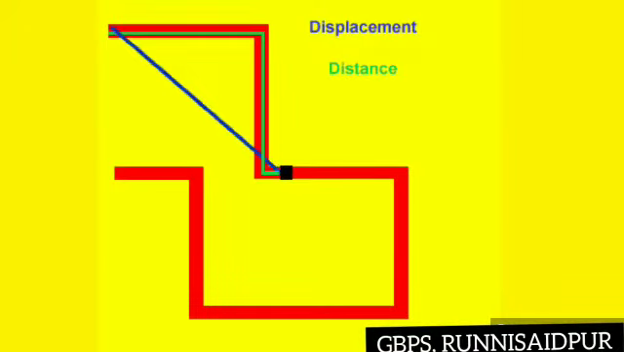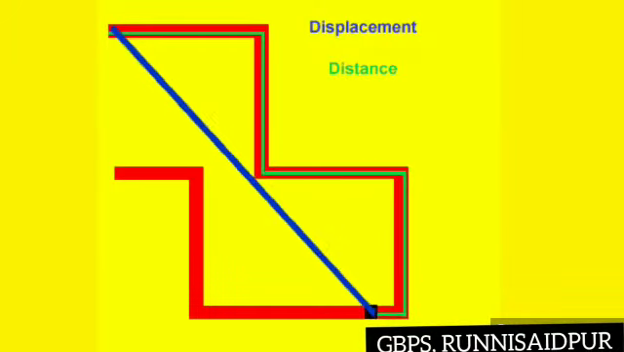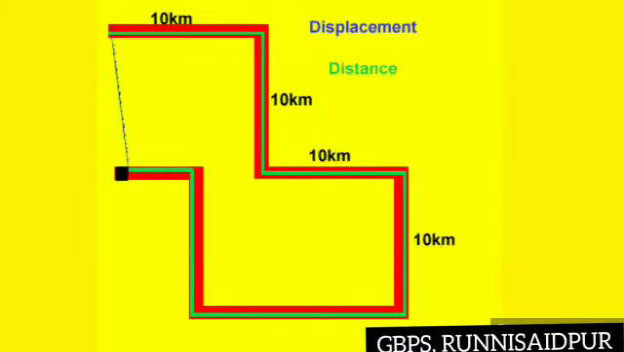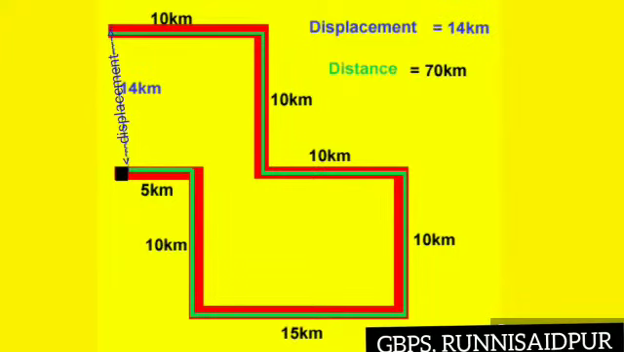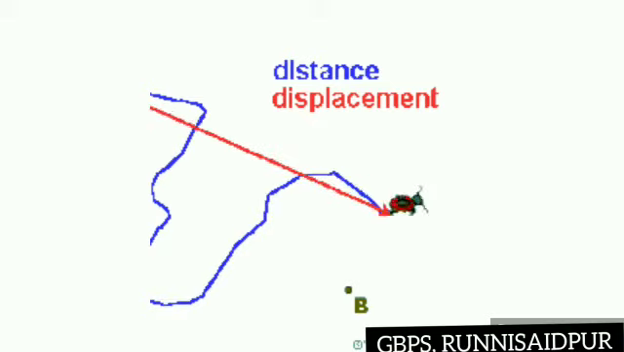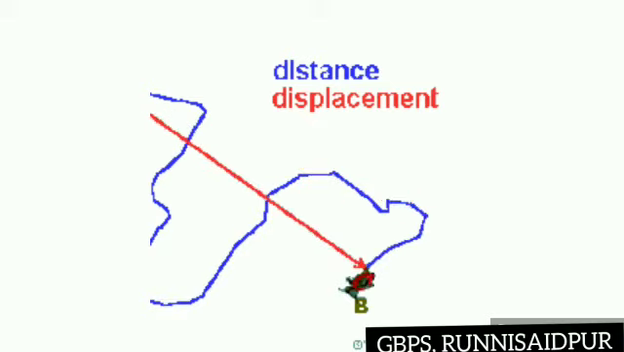When an object goes from one point to another point, the total length of the path taken is called its distance, whereas the shortest distance between the initial position and final position is called displacement. The displacement of any object has magnitude as well as direction.